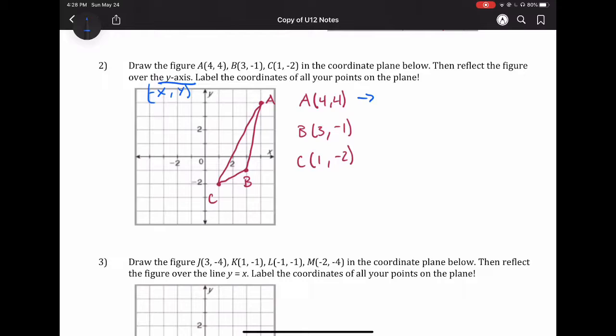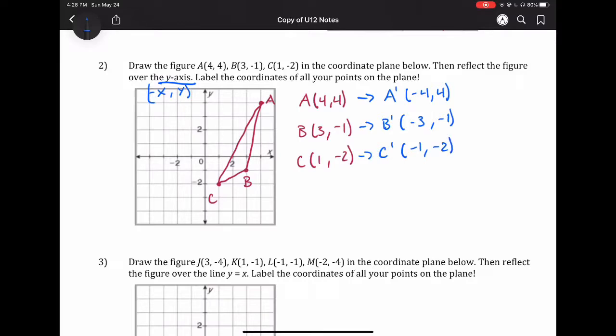So my a becomes my new a, where I negate x. I previously had a 4, so now I have a negative 4. And then I keep my y. Previously I had a 4, so I keep that 4. My new b, we negate the x, so I now have negative 3, and I keep my y, so it's still negative 1. My new c, I negate the x, so I have negative 1, and I keep my y, so that stays at negative 2.